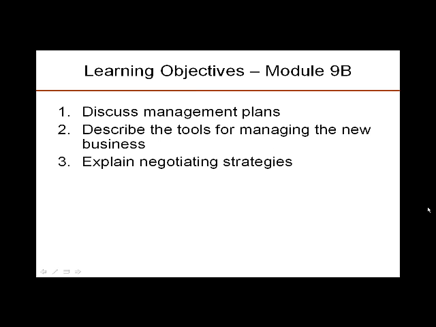Our objectives: take a look at plans, what kind of plans are needed for a typical small business, a typical entrepreneurial effort. What kind of technology and tools are out there, and as I mentioned at the end of the last module, to look at negotiating, because you as the entrepreneur are going to be surprised how much negotiation goes on in business.